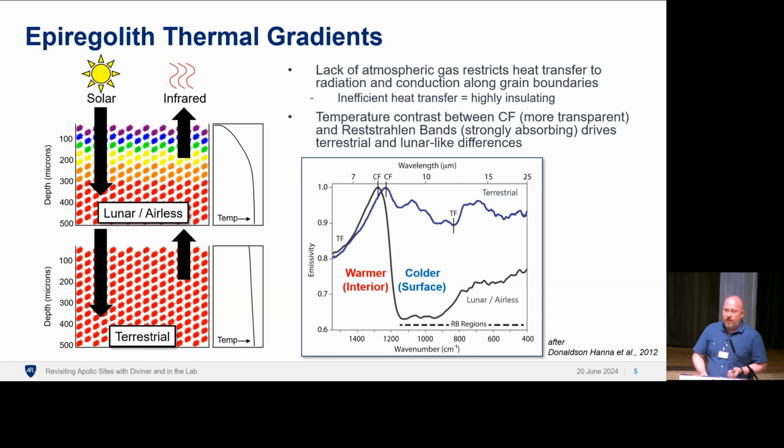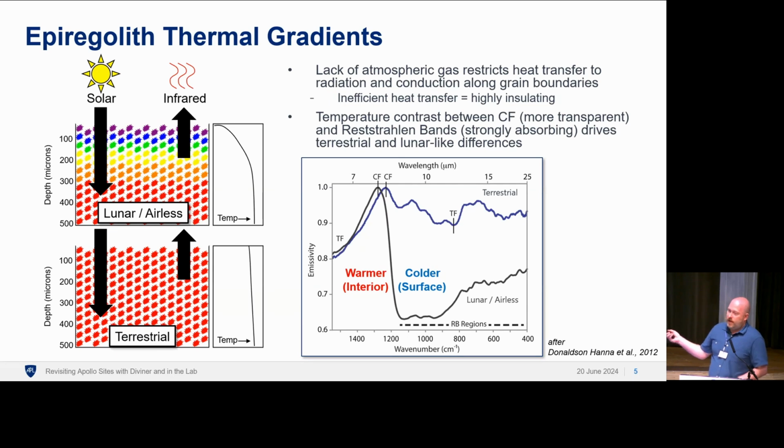But on the Moon, we don't have this. There's no air. There's no air to move temperature around. We're in vacuum. And so most of the heat is radiated between particles. And so we have a very strong temperature gradient, can be tens of Kelvin within just a few hundred microns. And this spectrally changes the thermal infrared emission spectrum.